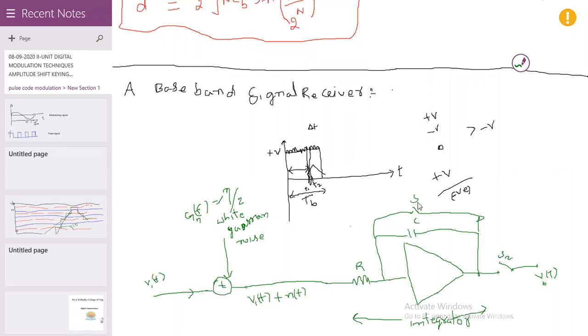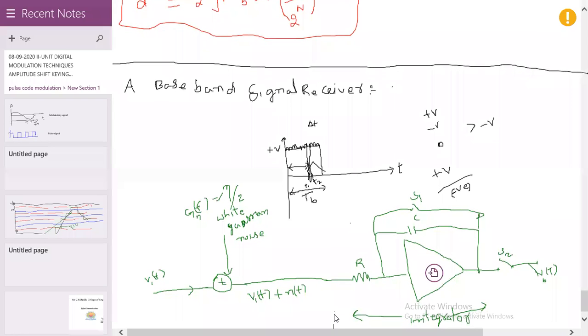When the S2 switch is closed, whatever data is obtained is available at the output terminal. Once this switch is closed and the data is available at the output terminal, then the switch S1 is closed and whatever voltage was charged across this capacitor is discharged, ready for receiving the next data. That is the operation of this one.